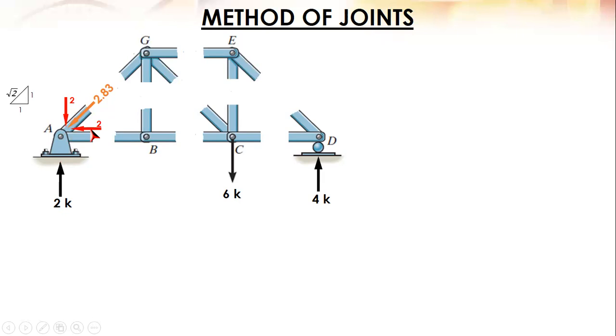Okay, after that, what balances? The vertical is balanced, so only the horizontal is left. There is 2 going to the left, so it must be balanced by 2 going to the right. It is tension. Balanced. Proceed to joint B. Tension again. Tension. And also there, compression. So compression. And then we have components 2, 2.